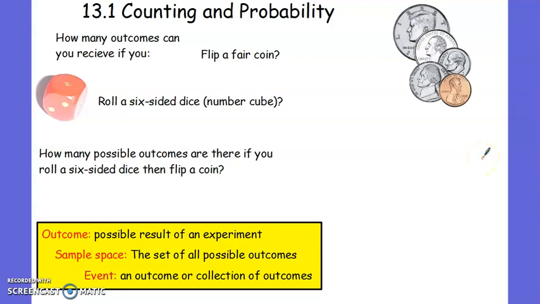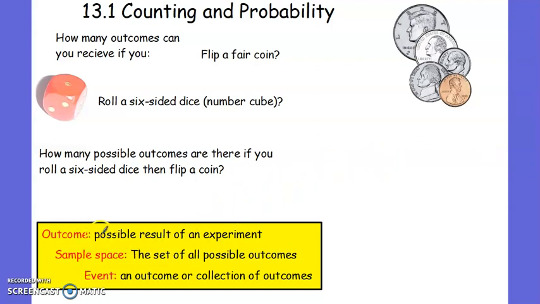All right, let's talk some probability. This video is going to help us understand what it means to count up possible events and also define what the probability of those events are. So the first thing that we need to be able to do, again, in order to do math, we've got to be able to speak math. So we've got to understand what we're going to be talking about.